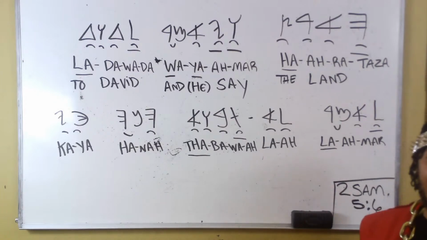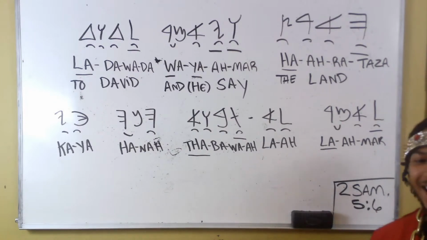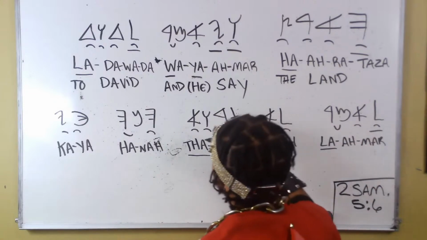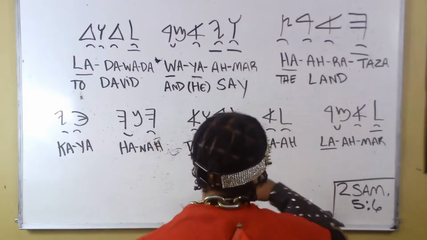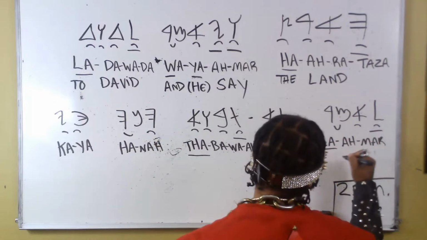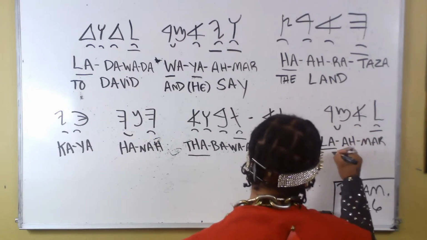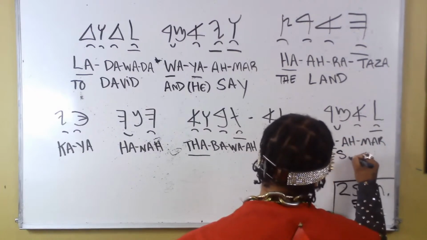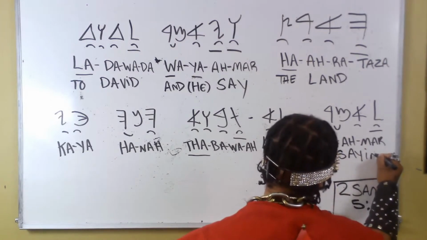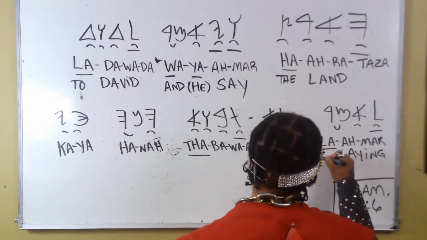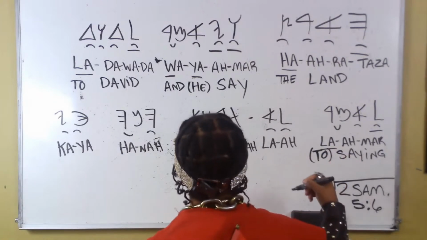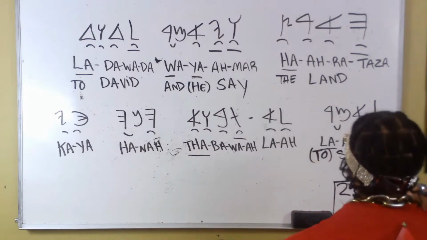I'm just La Amar. Just La Amar to say it. Just trying to say it. All right, La Amar. And he said to David, La Amar, say, right? I know this La means to. But usually when you see La Amar, it's usually the word say, with meaning like to say. It'll say to say, but it'll actually mean say, right?